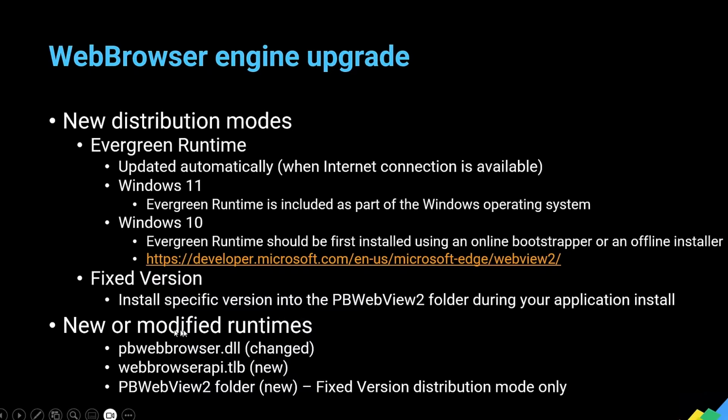Because we've changed the web browser here, there are some changes to the runtimes. The PB web browser DLL is just different, but there's a new file called WebBrowser API.tlb. Then, depending on whether you're going to go fixed or evergreen, if you go fixed, there'll be a folder, PB WebView 2, that you'll put the fixed version of the runtime in. Otherwise, you wouldn't deploy that at all. And you could name this whatever you want. That's one of the settings in the web browser set, the name of that folder.